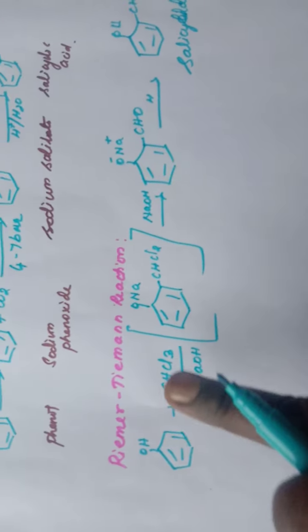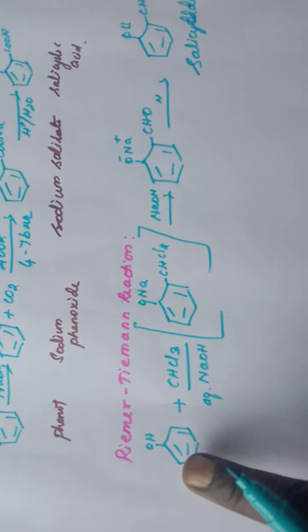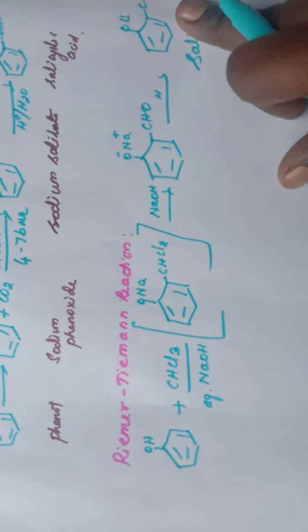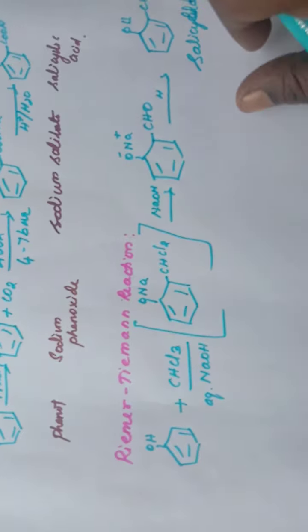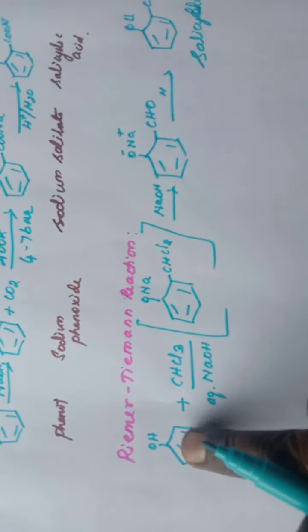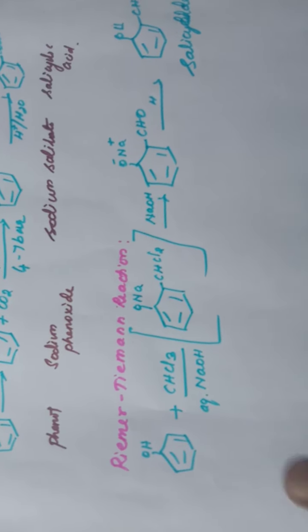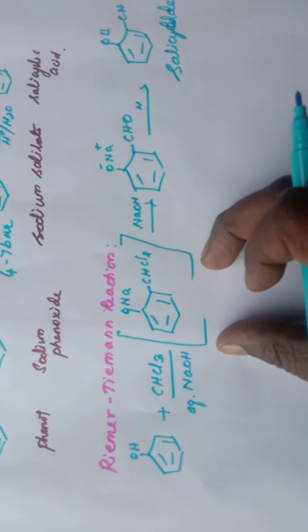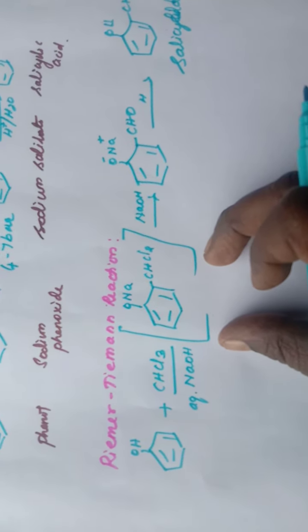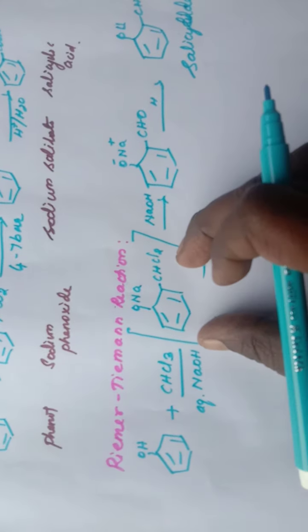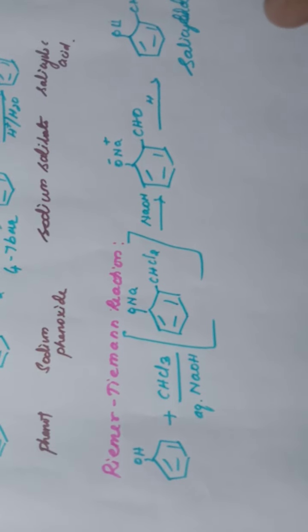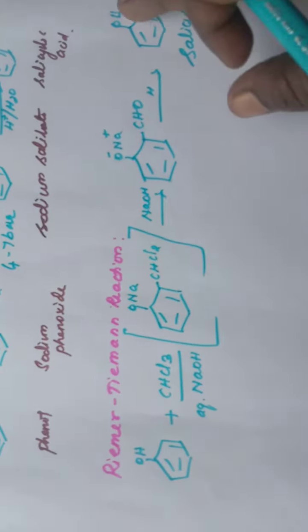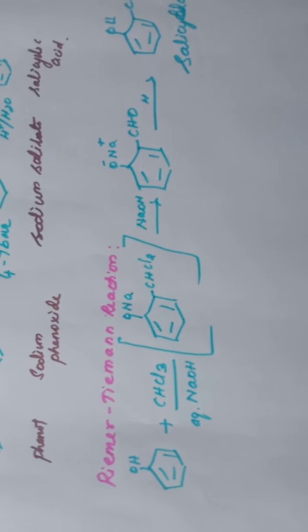Reimer-Tiemann reaction. Here phenol is converted into salicylic aldehyde. Here the CHO group, the aldehyde group, is introduced in the ortho position. So first it is treated with CHCl3 and we will be getting an intermediate. The intermediate is known as substituted benzyl chloride. Through this intermediate, it is converted into salicylic aldehyde. Here the CHO group is present in the ortho position.